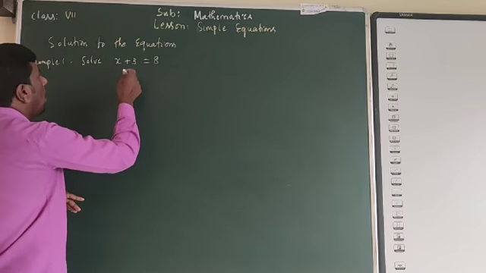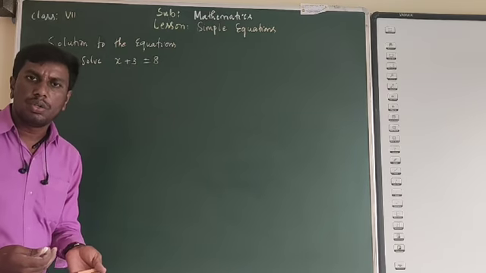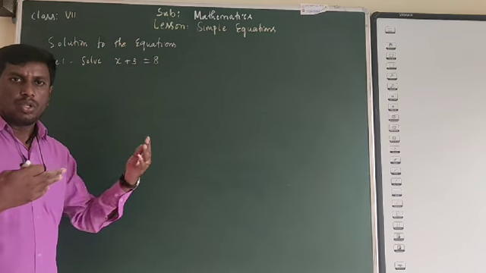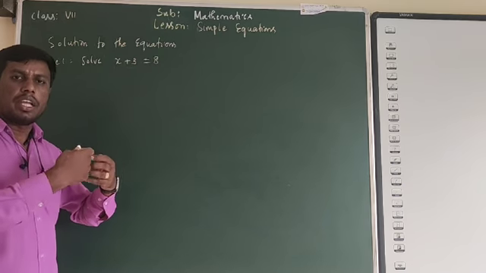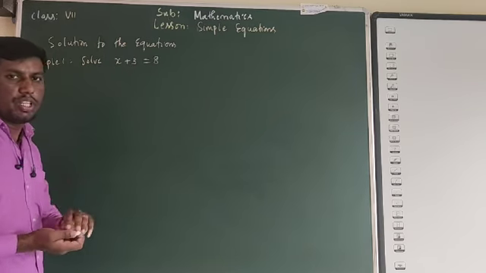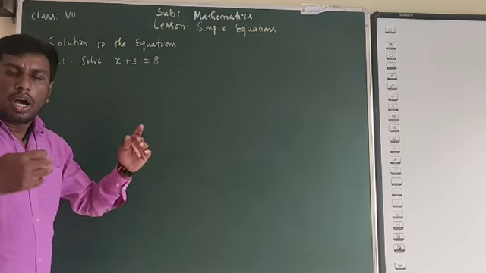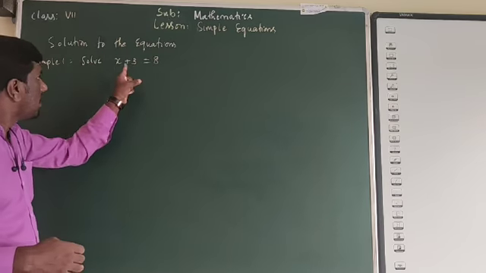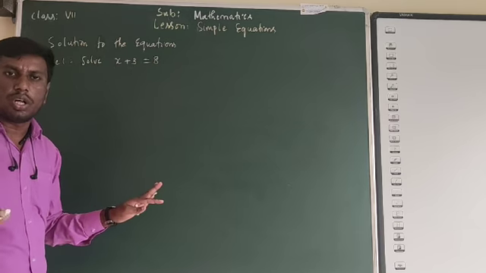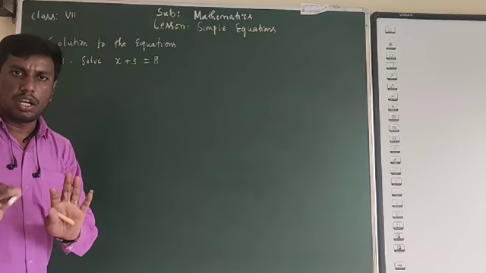So I need to remove this plus 3. If I want to remove plus 3, what do I need to do? I am having 3. If I want to remove that 3, I need to subtract 3, right? If I have a 3 and subtract 3, the 3 will vanish. So I need to subtract 3 from the LHS. Can I subtract only from the LHS? Not at all. I need to subtract from both the LHS and the RHS. Then only it is correct, right?